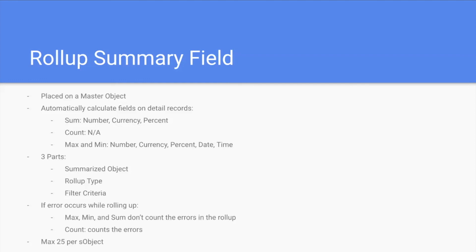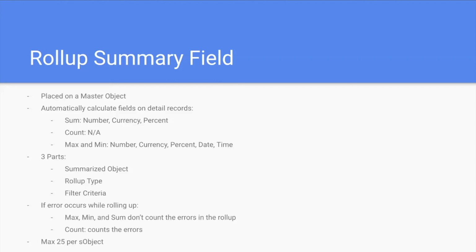So for sum, you could return number, currency, and percent fields. For count, there's no return type since you're just counting the number of detail records. And then max and min, you can also return number, currency, percent, date, and time. There's 3 parts. The first part is on the object that you're creating this rollup summary field on, you're going to want to describe the summarized object or the detail. You'll then want to describe the rollup type, which is what we mentioned before with sum, count, max, or min, and then if you wanted, any filter criteria.